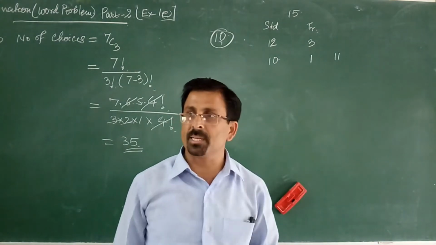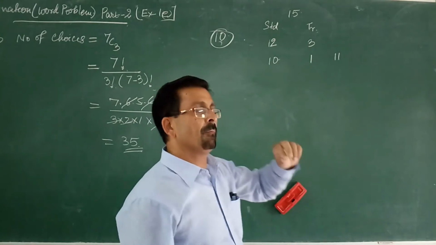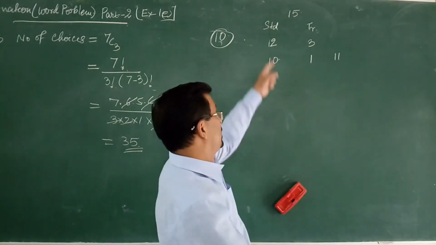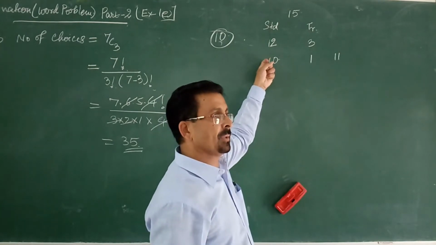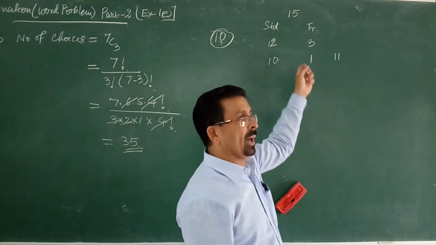And this is how you are going to make the team. So how can we write this in the form of nCr? We will find out the number of ways in which we can select the students, and that will become 12C10. And then the number of ways we can select the teacher is 3C1.